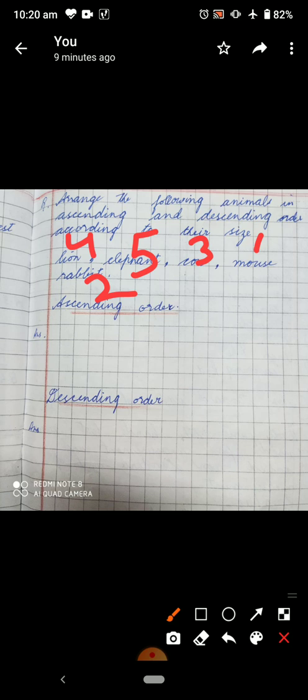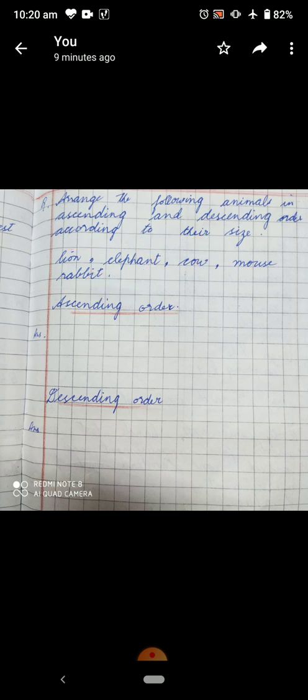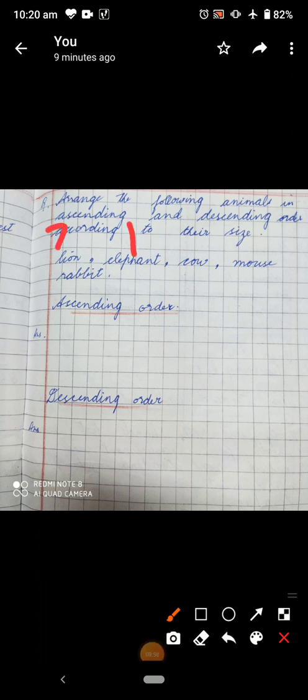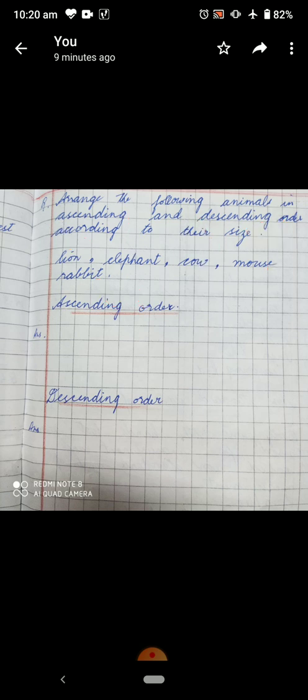You know cow is a little bigger but their feet are small. But lion paws are even bigger than the cow's. So 1 will be mouse, 2 will be rabbit, 3 will be cow, 4 will be lion, 5 will be elephant. But when it comes to descending order, what will be the biggest? The biggest will be elephant, then lion, then cow, then rabbit, and then mouse. Simple. Now I think you can use your brain and arrange it.